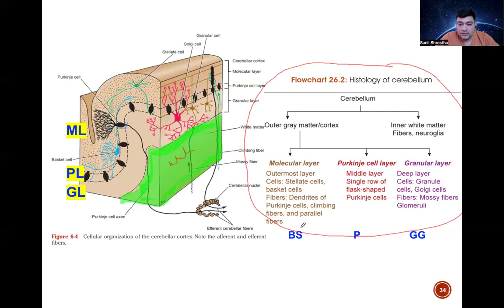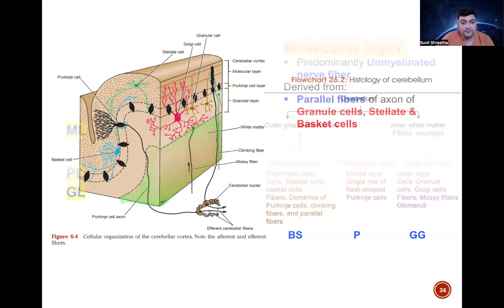In the molecular layer, there are basket and stellate cells. In the Purkinje layer, you can see the Purkinje cell. Granule cells, or granular cells, and Golgi cells are present in the granular layer. So these are the five types of cells present in the histoarchitecture or cytoarchitecture of the cerebellum.